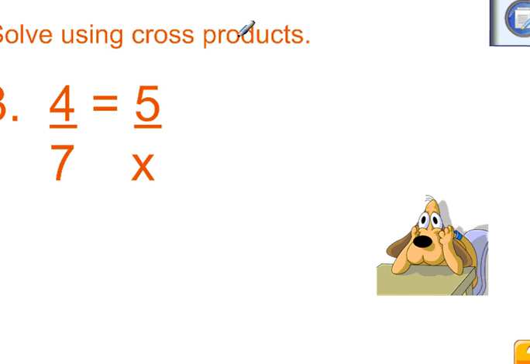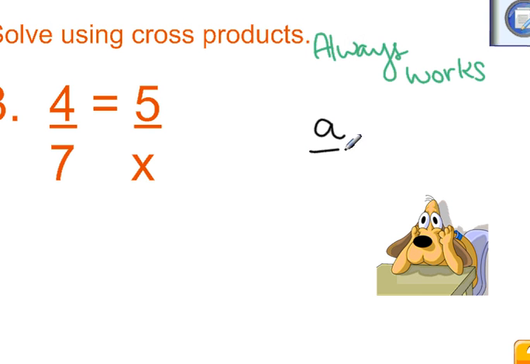And here's the cross product method. I want you to make a special note that cross product is the one that always works. What it looks like in your notes, for you to write this down algebraically, is A over B equals C over D. And when we use cross product, it looks like this. We do the top left times the bottom right first. So if I multiply A times D, that would give me AD.